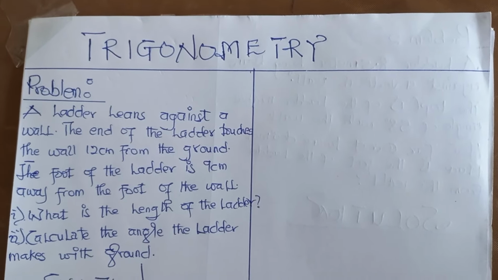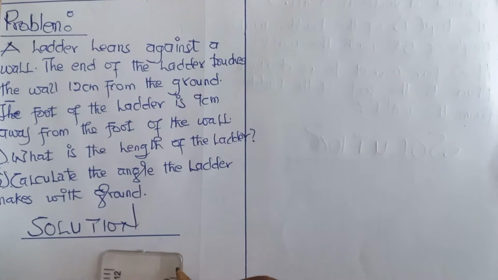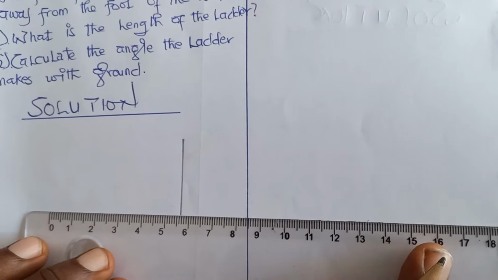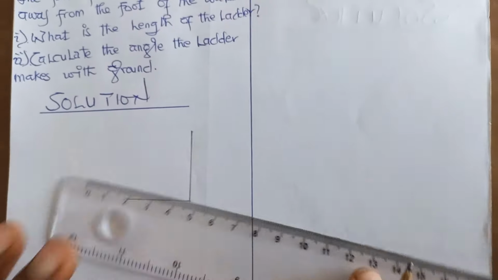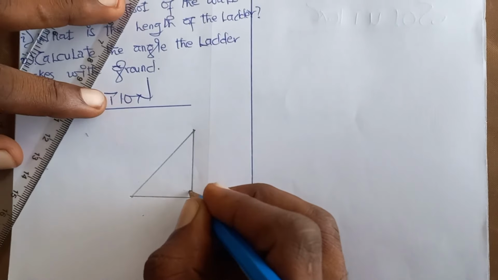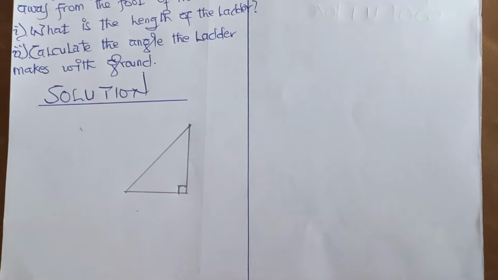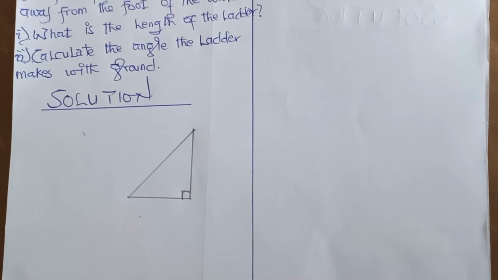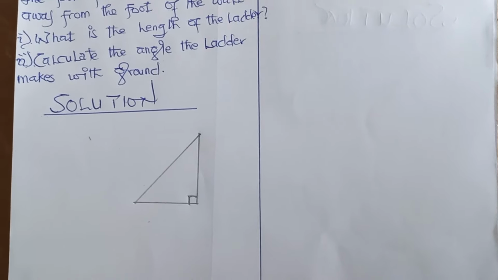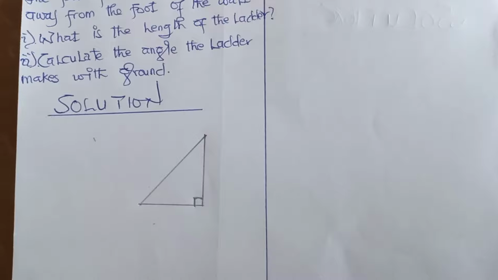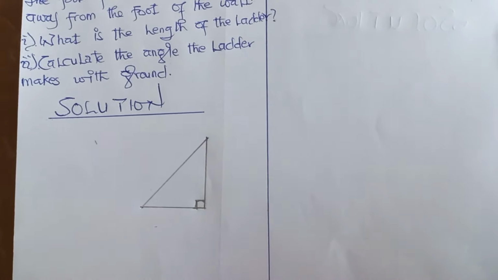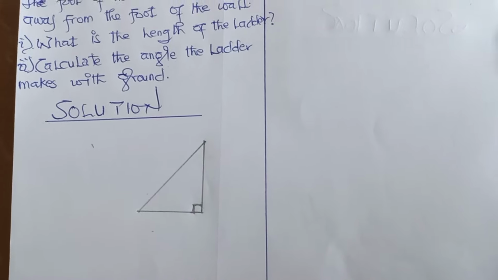A right angle triangle is like this. So this is a right angle triangle. The reason why we call this a right angle triangle is that it has a 90 degrees angle within. So when we indicate it like this, it means that this portion is made up of 90 degrees.